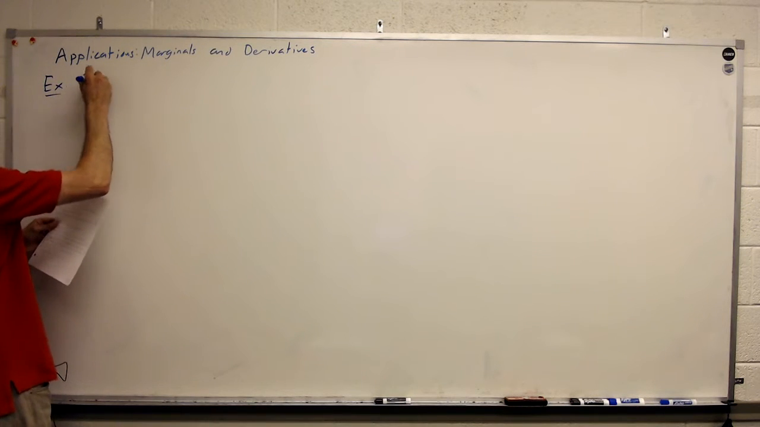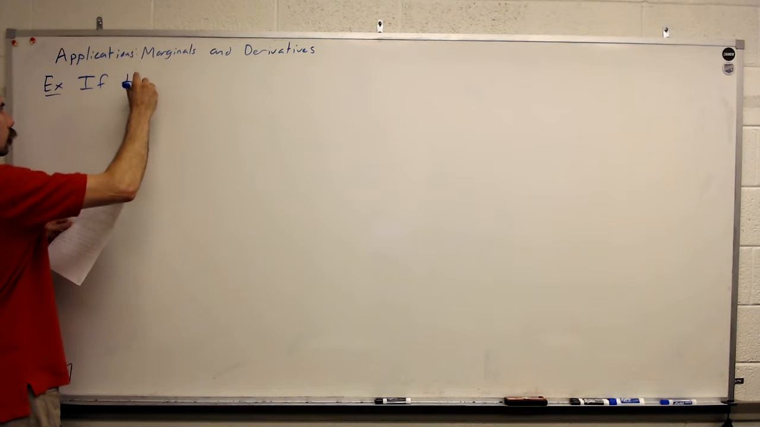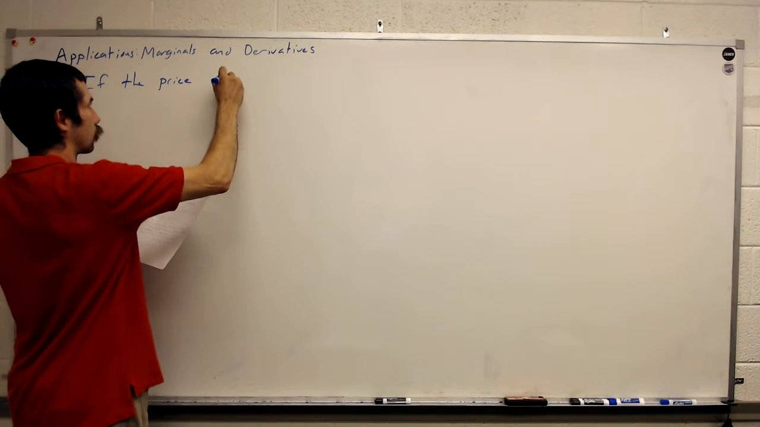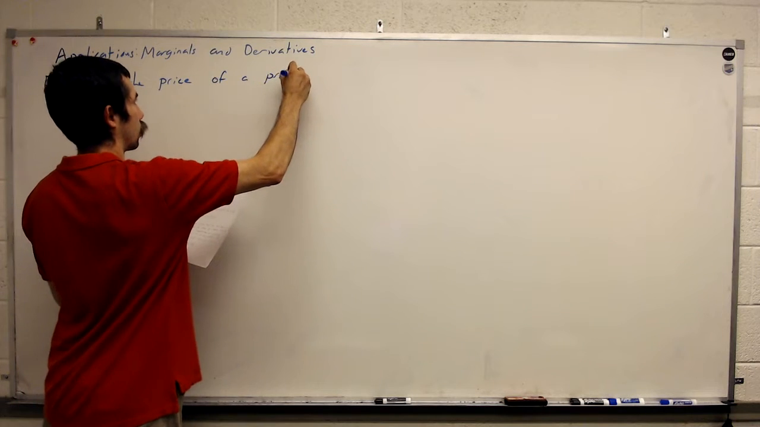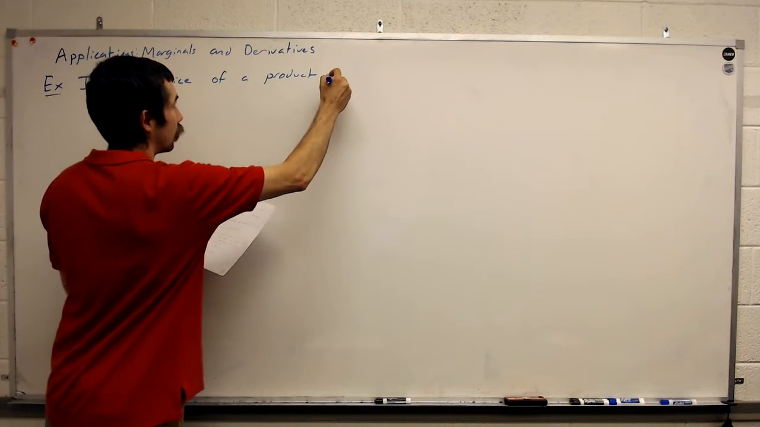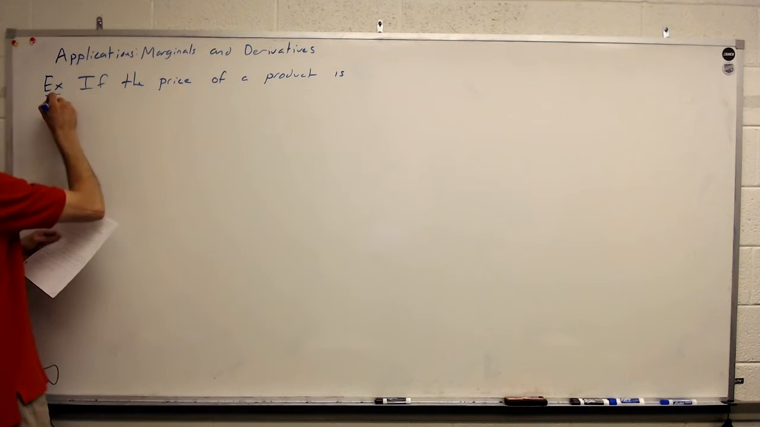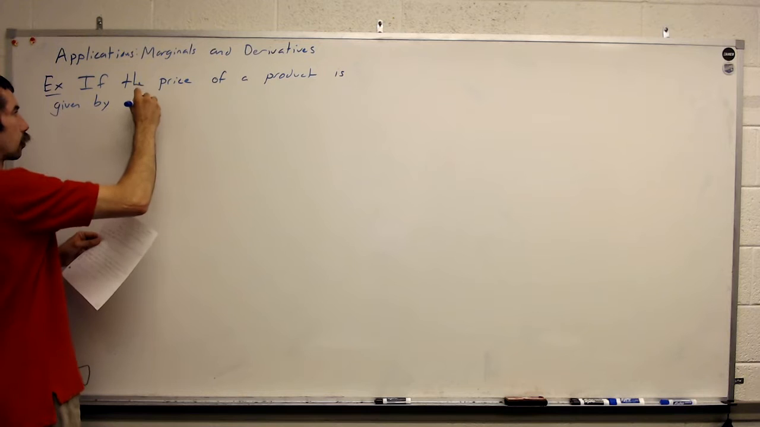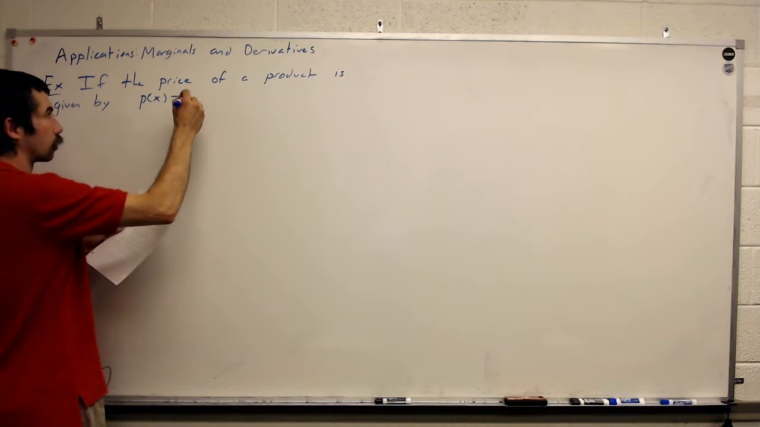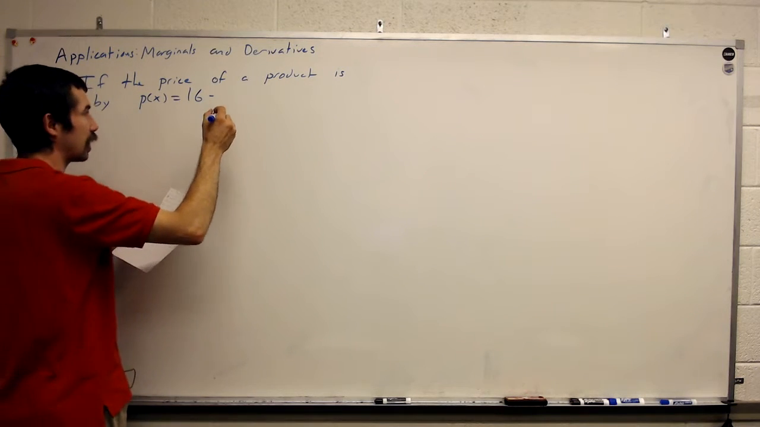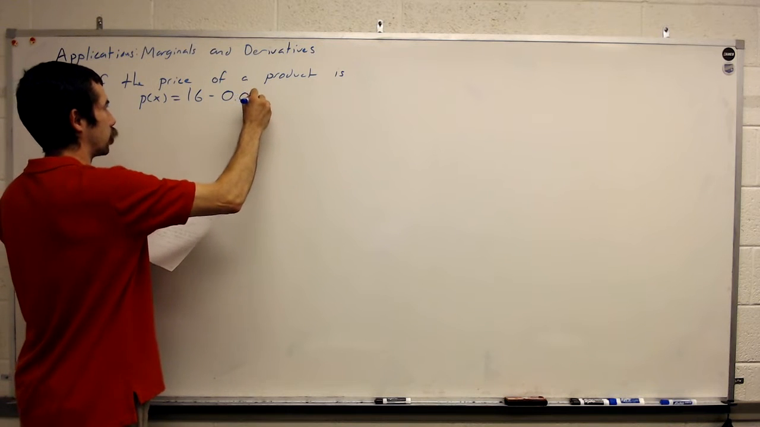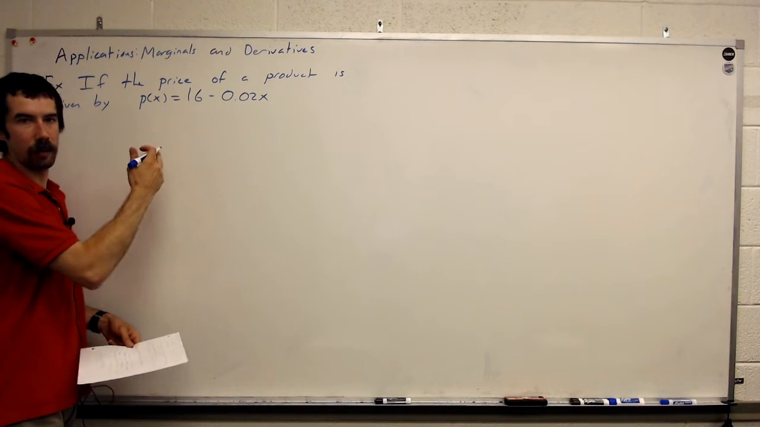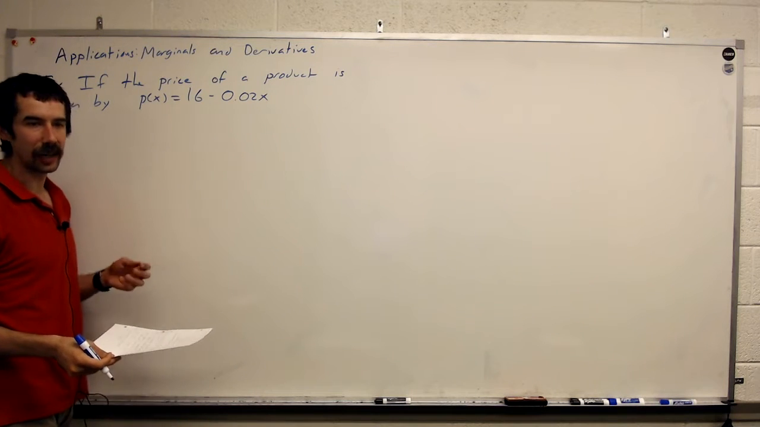If the price of a product is given by $16 minus 0.02x, right? This is saying if you want to sell x units, this is what price you should list it at. You can think of it as like a demand function.